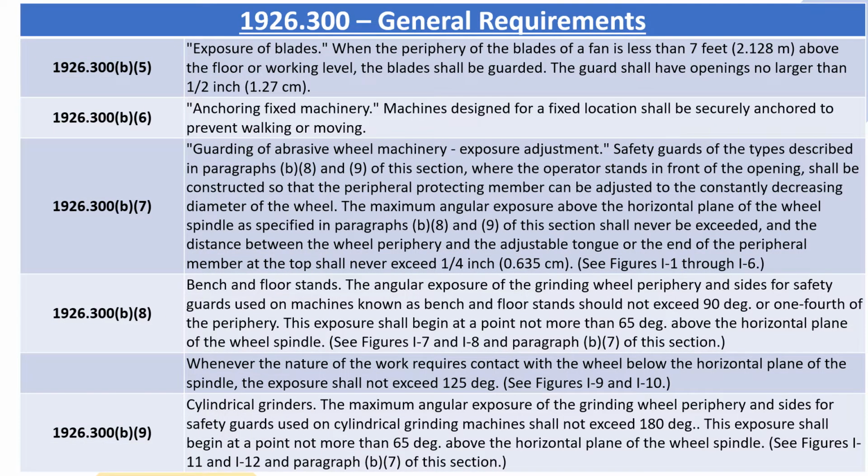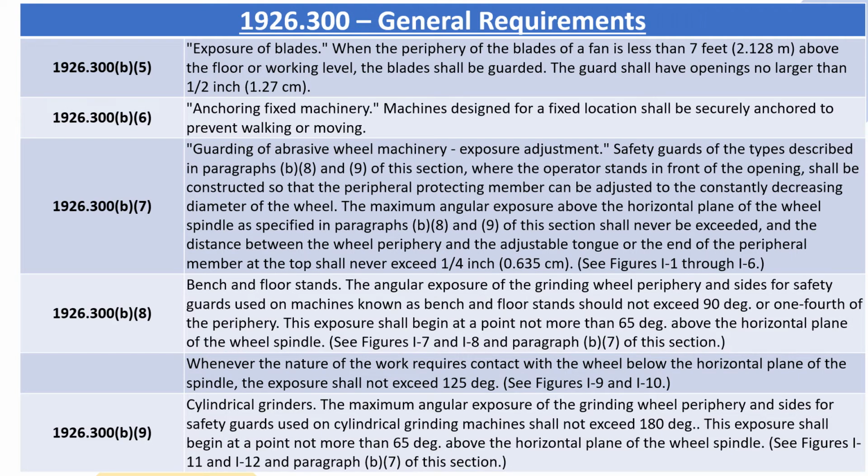1926.300 (b)(5) Exposure of blades. When the periphery of the blades of a fan is less than 7 feet (2.128 meters) above the floor or working level, the blades shall be guarded. The guard shall have openings no larger than 1/2 inch (1.27 centimeters). 1926.300 (b)(6) Anchoring fixed machinery. Machines designed for a fixed location shall be securely anchored to prevent walking or moving.